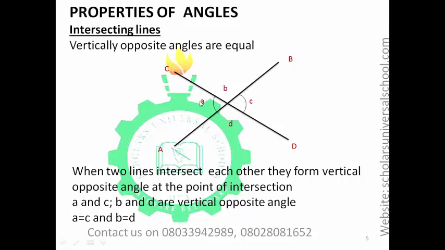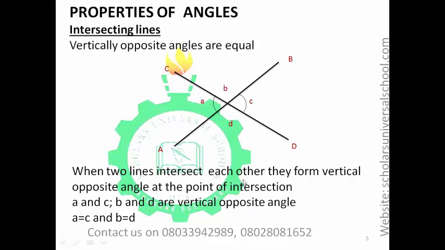Just like A here, the opposite of angle A here is C. Angle B, the opposite of angle B here is what? It is D. So this is to tell us that angle A is the same thing as angle C, while angle B is the same thing as angle D. Why? Vertically opposite angles, they are equal. So if this one is 40 degrees, C will also be 40 degrees. If angle B here is 50 degrees, D will also be 50 degrees. Are you with me? So we say vertically opposite angles are equal.